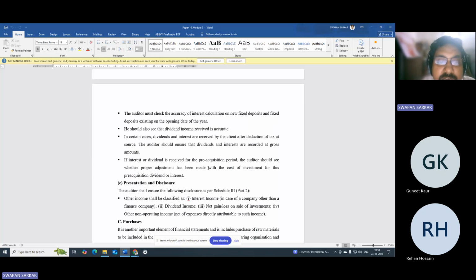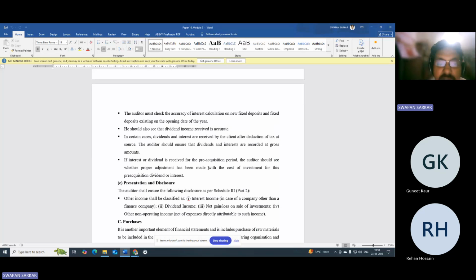In certain cases, dividends and interest are received by the client after deduction of tax. The auditor should ensure that dividend and interest are recorded at gross amount. If interest and dividend is received for a pre-acquisition period, the auditor should see whether proper adjustment has been done with the cost of investments for this apportionment of dividend or interest.